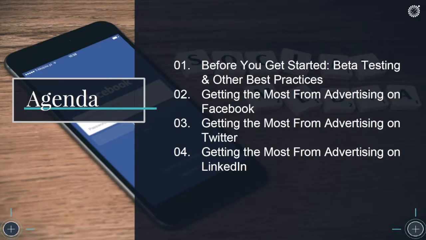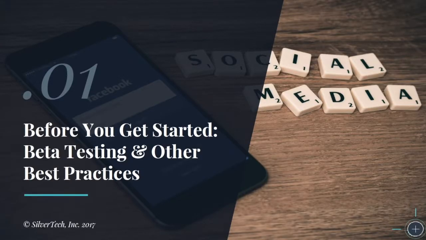Taking a look at our agenda, we're going to cover things like beta testing and other best practices for before you get started, as well as getting the most from advertising on Facebook, Twitter, and LinkedIn altogether. So jumping right into it, before you get started thinking about beta testing and other best practices, we're going to talk about paid social and inbound marketing.